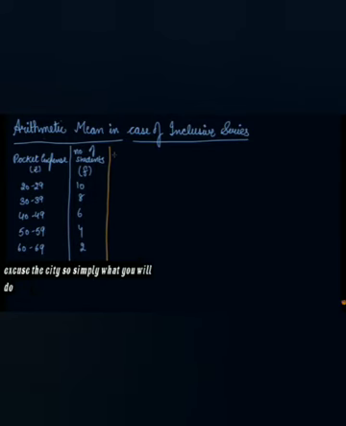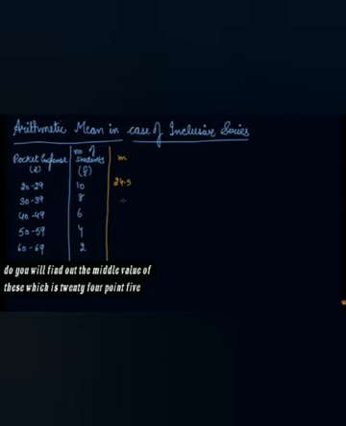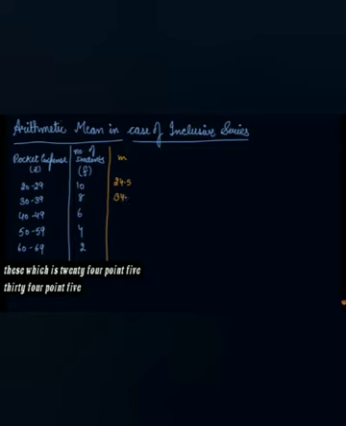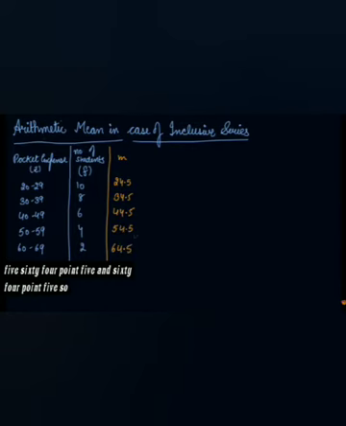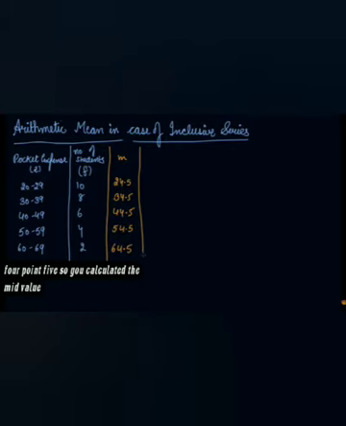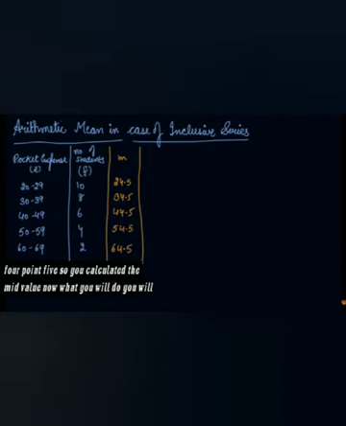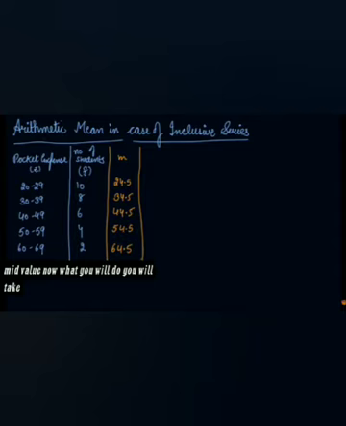So simply what you will do, you will find out the mid value of these, which is 24.5, 34.5, 44.5, 54.5 and 64.5. So you have calculated the mid value. Now what you will do, you will take the assumed mean. Let's suppose we have taken the assumed mean this.